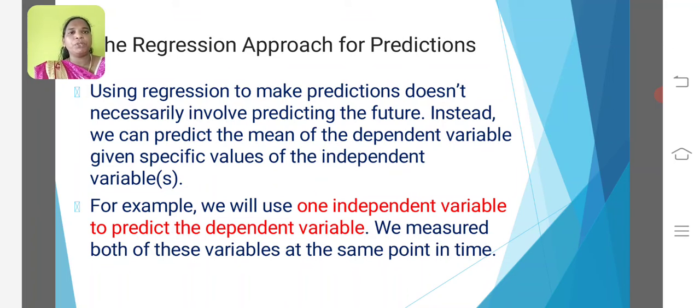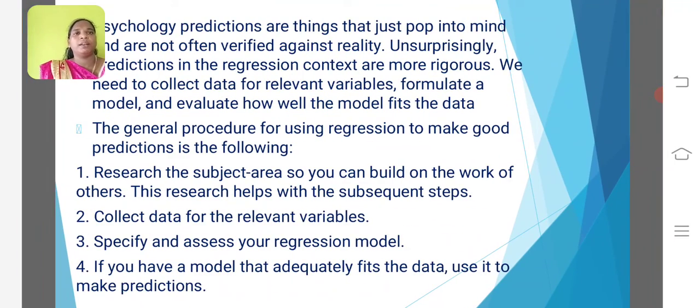With the regression approach for prediction, we can predict by giving specific values. For example, we use one independent variable to predict the dependent variable. In the general procedure of the process, while doing research, we have to know the subject, and based on the subject, we first decide the steps.